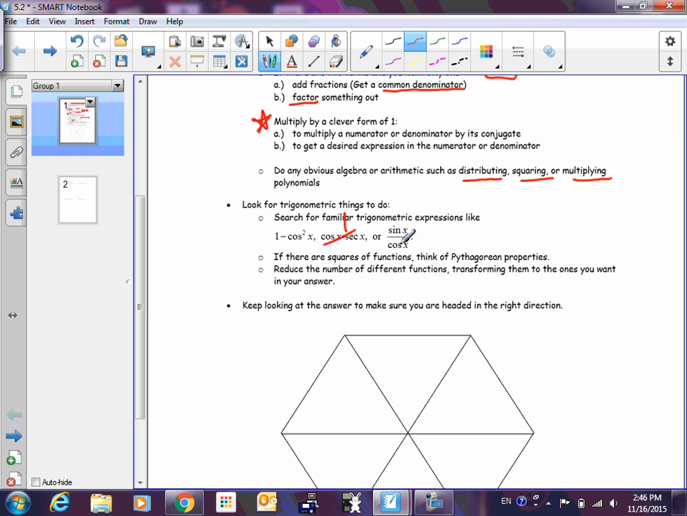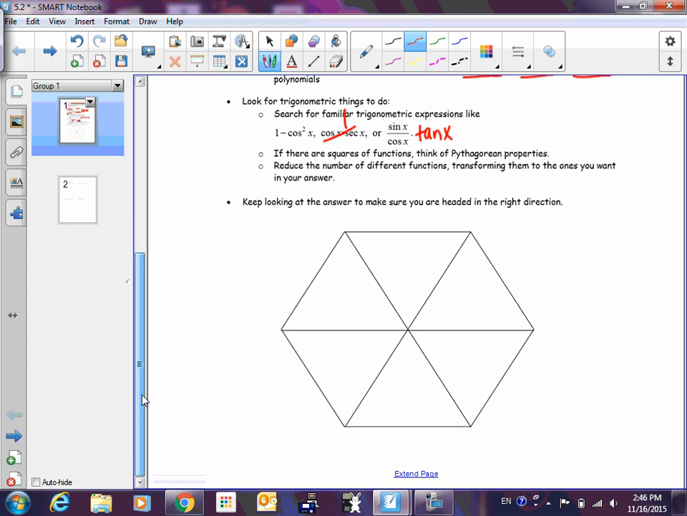Tangent x over cosine x. What is that the same as? That's a quotient identity because it's a fraction. That's a tangent x. You need to start recognizing them. If we see squares, meaning something squared, we need to think Pythagorean. And we always want to look at the answer to make sure we're headed in the right direction.